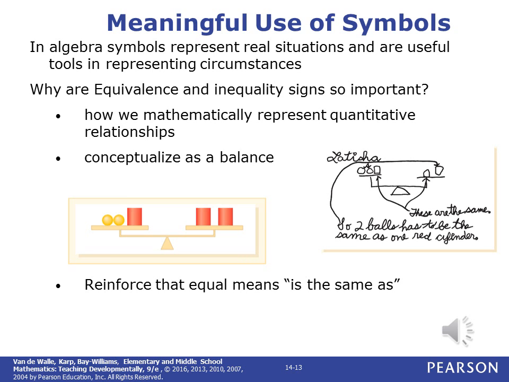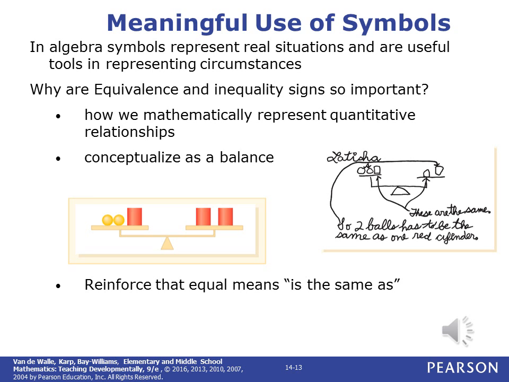So if you have the equation 5x + 24 = 54, and you're thinking of it as a balance, students can reason that 5x must be 24 less than 54. Stressing "is the same as" is so important.